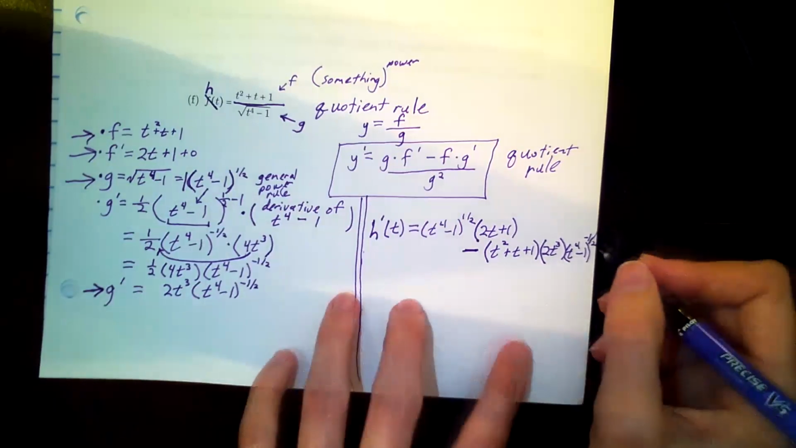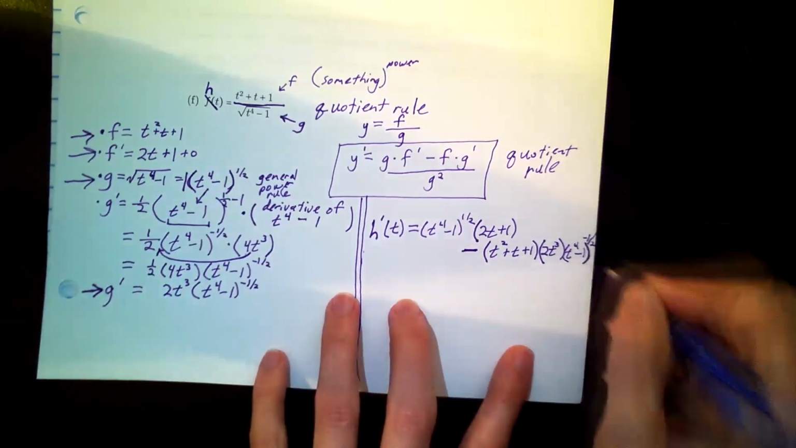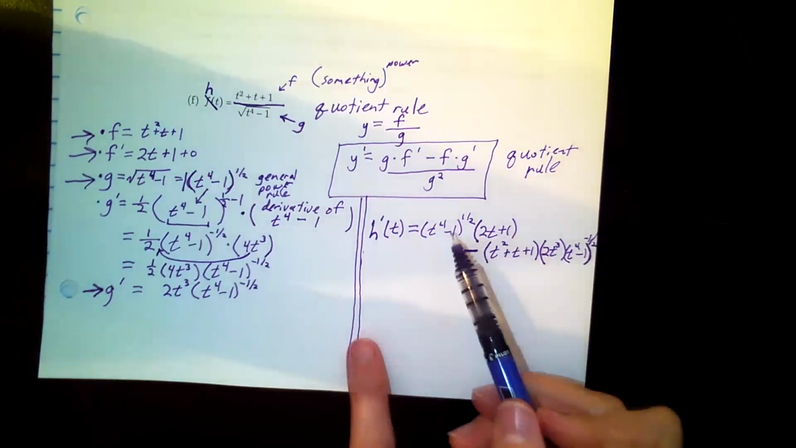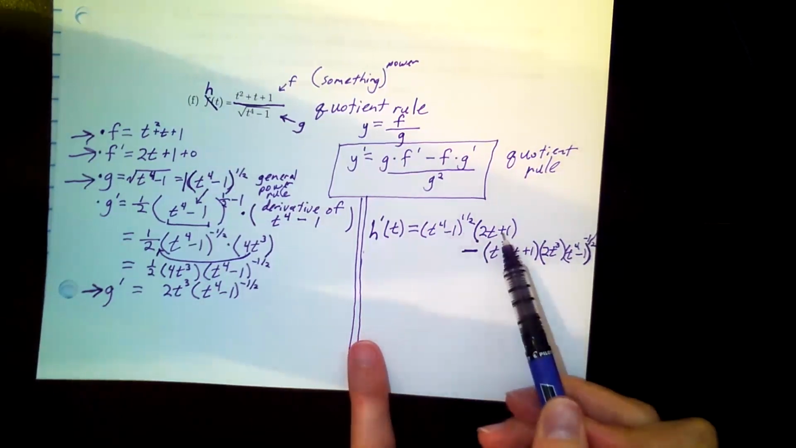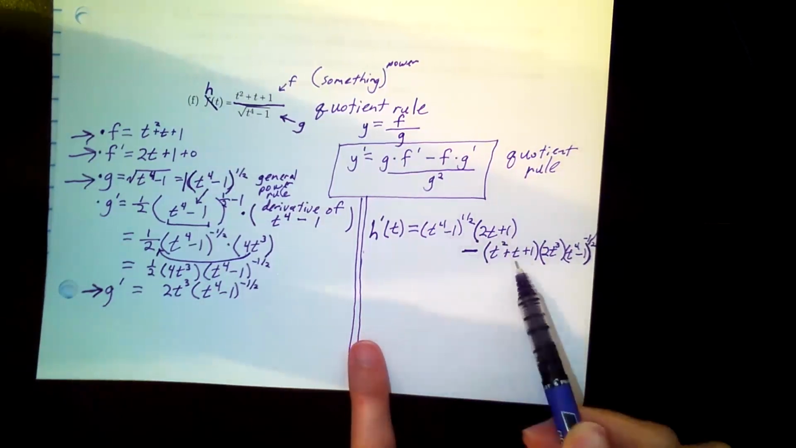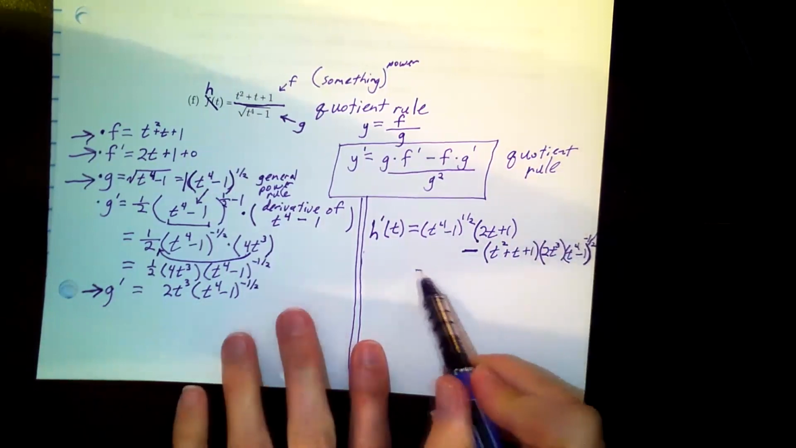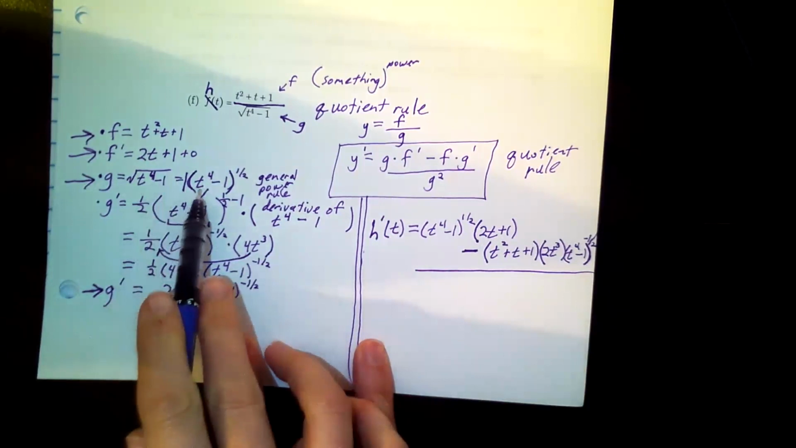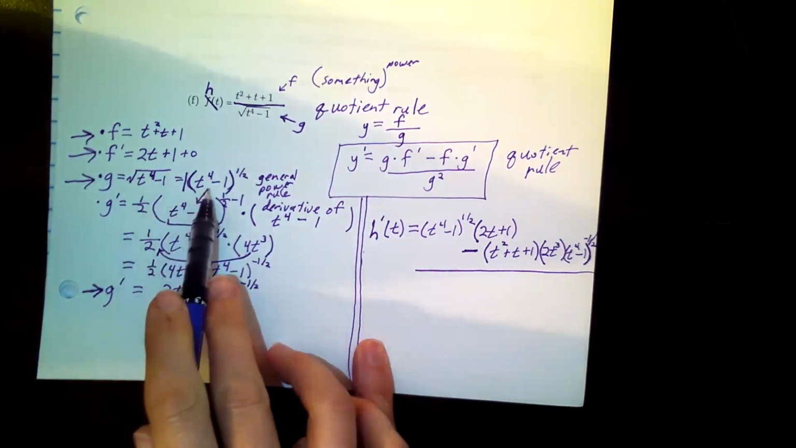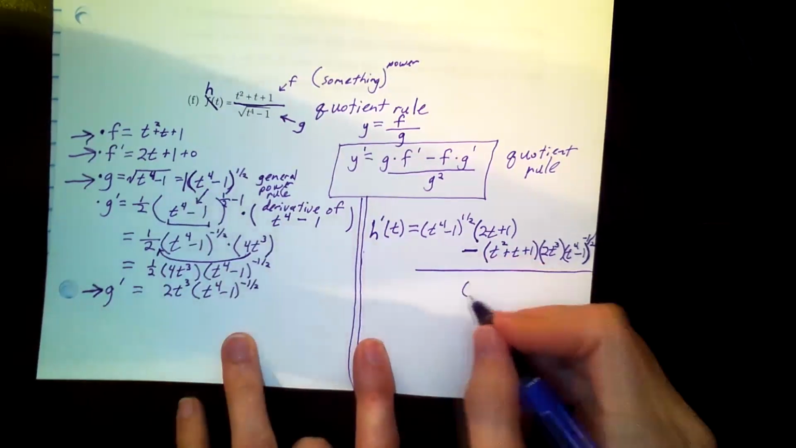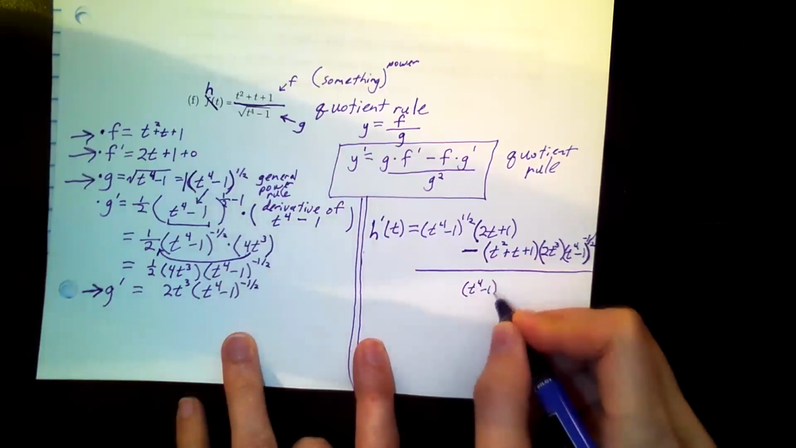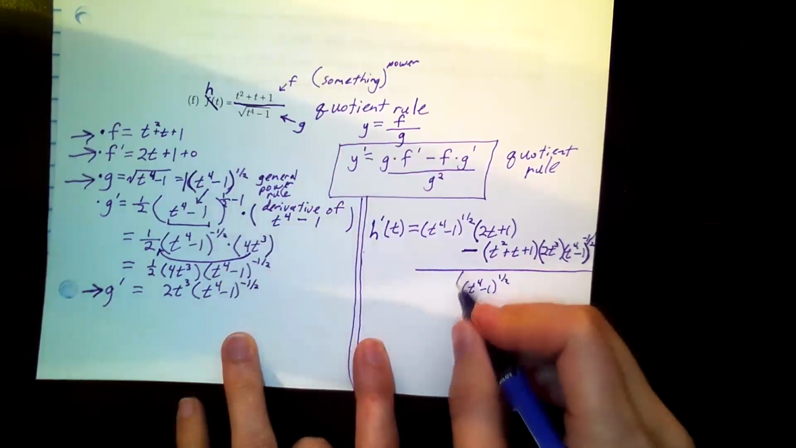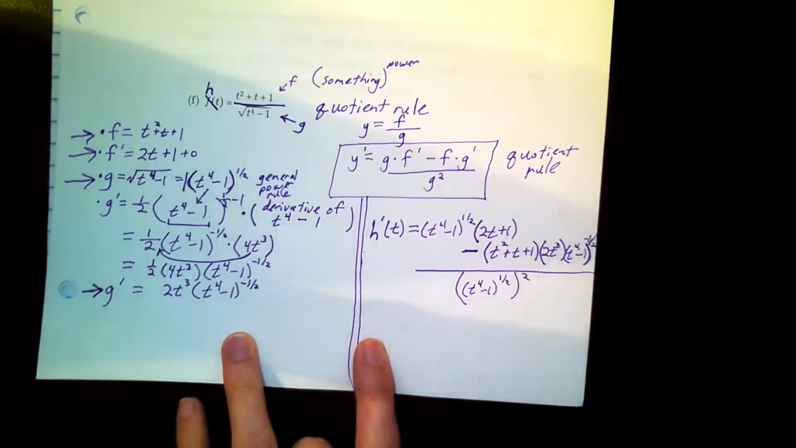Squeeze that in there real good. There we go. g times f prime minus f times g prime, all divided by the square of g. So there's g, t to the 4th minus 1 to the 1/2. That's g, and I'm supposed to square it.